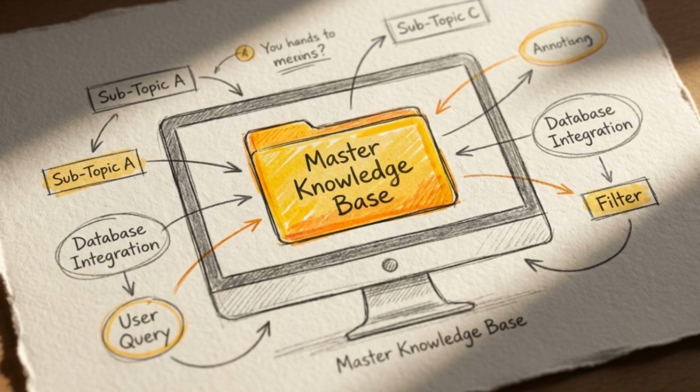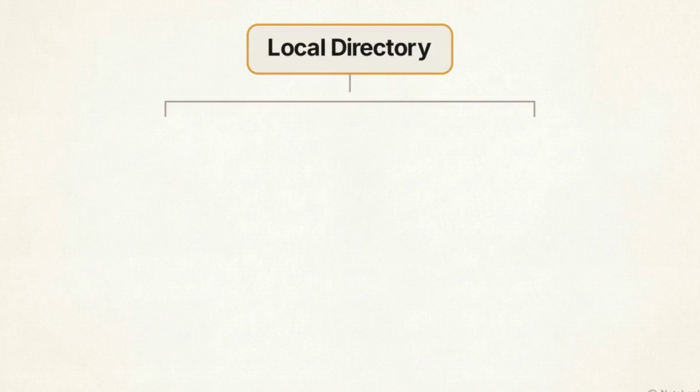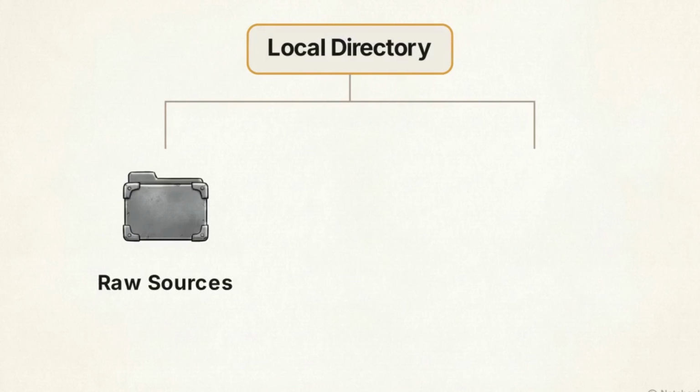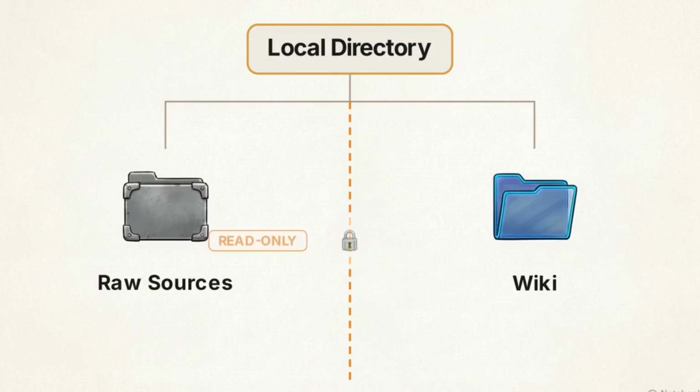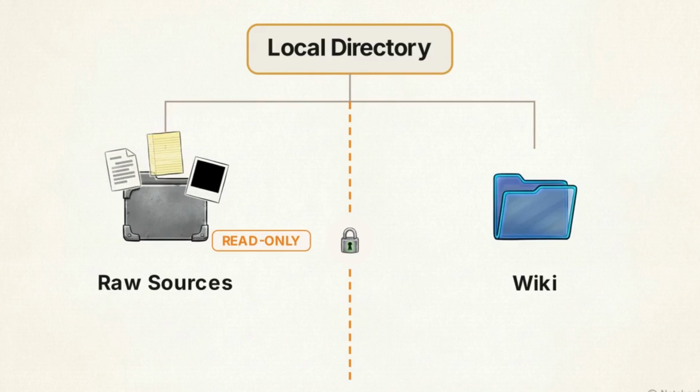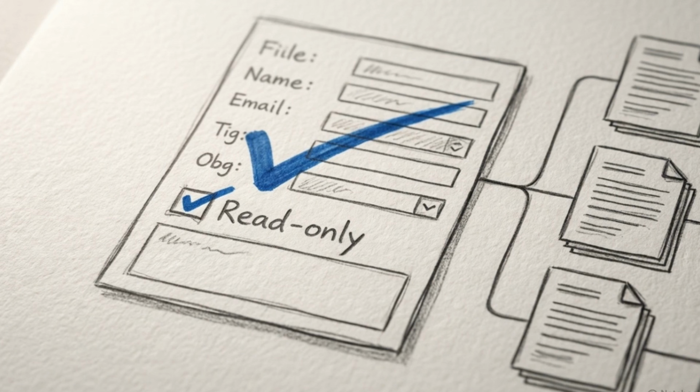Step 1 is setting up the directory. Create a new master folder on your computer. Inside that, create 2 specific subfolders. Name one Raw Sources and the other Wiki. We have to establish a strict boundary between these 2 folders. The Raw Sources folder holds your original PDFs, images, and articles. These are immutable. The AI is allowed to read them, but it is strictly forbidden from modifying them.